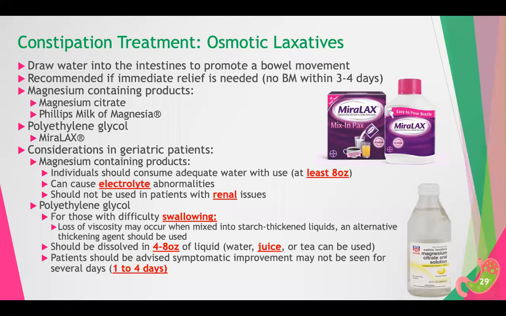So what that means is if they're mixing the Miralax with their juice that has also been thickened with a starch, there could be a loss of that viscosity. So an alternative thickening agent would have to be used. It should be dissolved in 4 to 8 ounces of liquid, so water, juice, or tea can be used. And patients should be advised that symptomatic improvement may not be seen for several days, typically 1 to 4 days. Some individuals will have relief within 6 to 12 hours, but it just depends on the person. With our magnesium citrate, those typically work a little bit faster than Miralax.